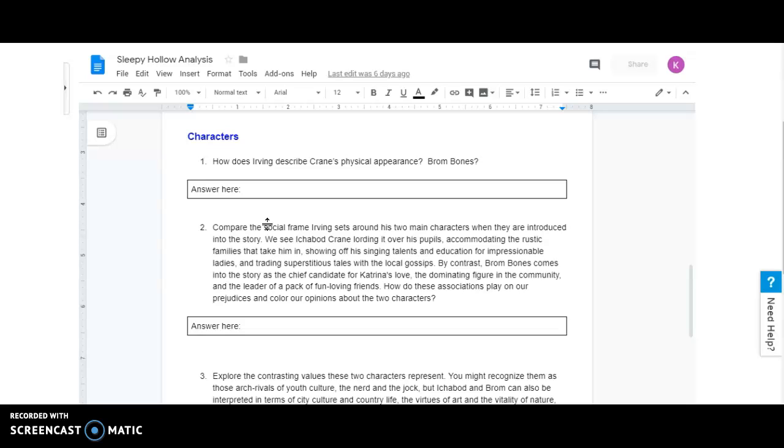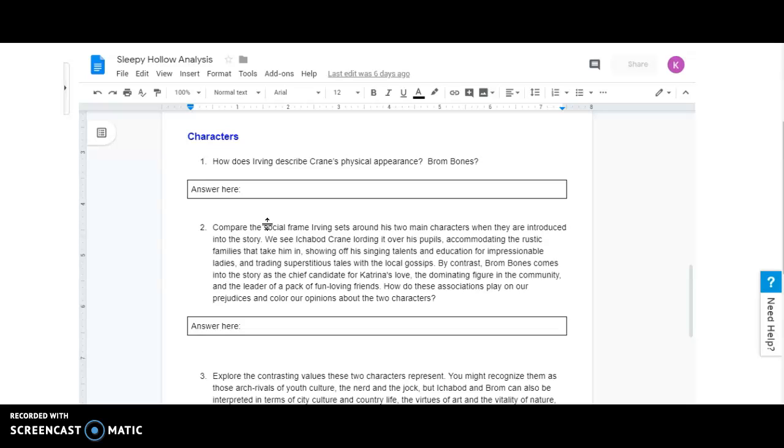We see Ichabod Crane lording over his pupils, accommodating the rustic families that take him in, and showing off his singing talents. But Brom Bones comes off as the chief candidate for Katrina's love, the dominating figure in a community and the leader of a pack of fun-loving friends. So how do these associations play on our prejudices and color our opinions of the 2 characters?